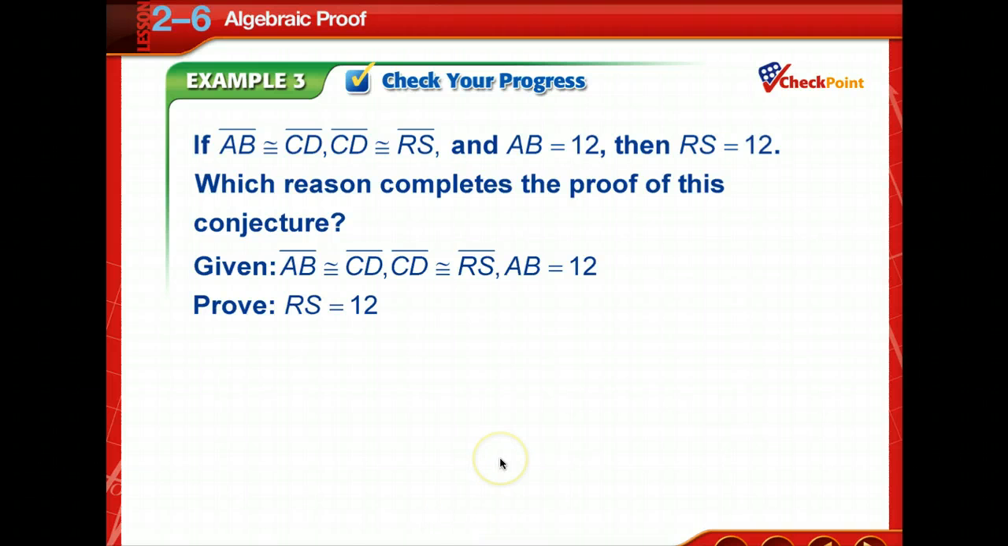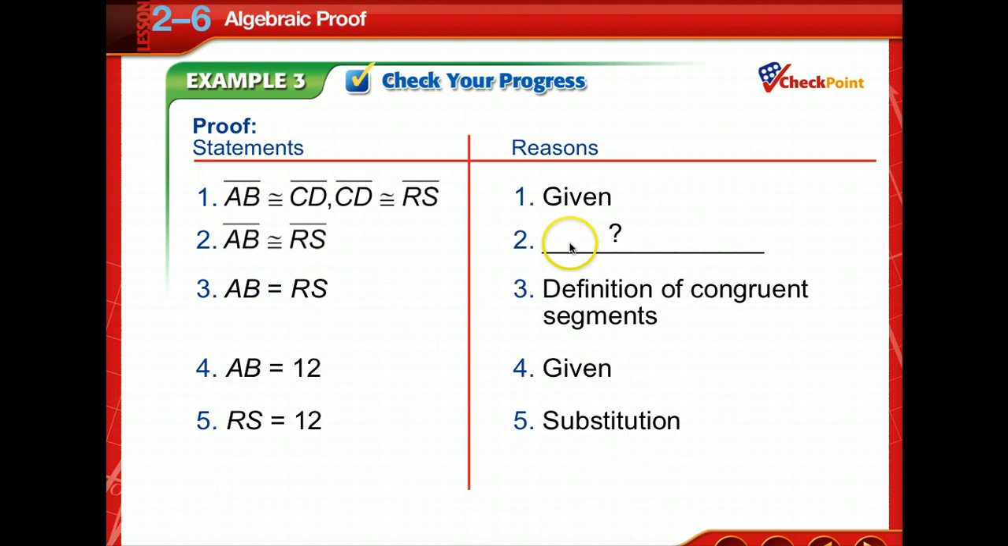Time to check your progress. We are told that segment AB is congruent to segment CD. We are also told that segment CD is congruent to segment RS. And we're told that AB is equal to 12. So then we're to prove that RS is equal to 12. So which reason completes the proof of this conjecture? What reason can you give here? So pause for a moment and think through that, and then you can come back and give me your answer.